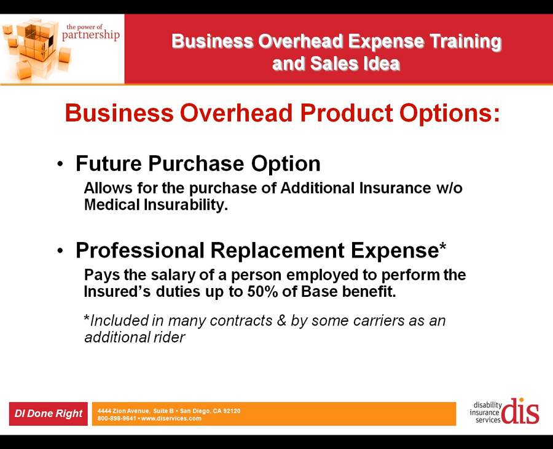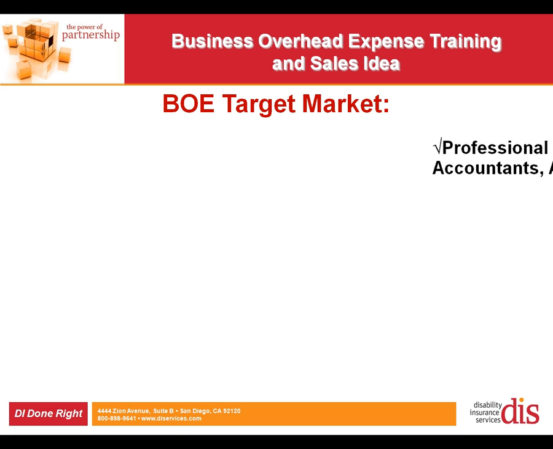And again, what it's doing is paying the salary of a person employed to perform the insured's duties up to 50% of that base benefit. So if you have a $10,000 monthly benefit, with this rider you can get an additional $5,000 just to hire a replacement. So that's good to know. That is included in many contracts, but as I mentioned, it's an additional rider with some, such as Union Central.